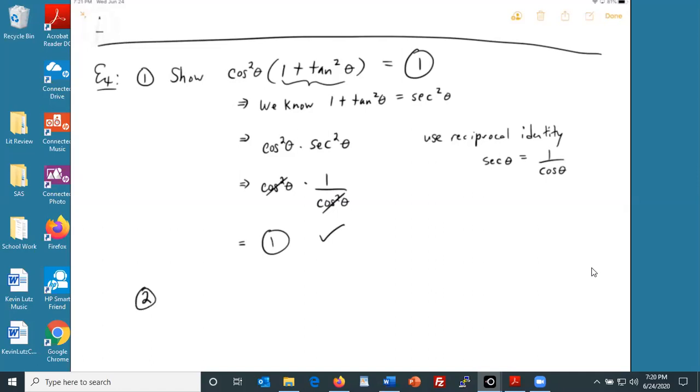All right, we have 3 more to do here, and then we're going to our 30 minutes group work and break. So number 2, let's write it out first. Tangent squared of theta times cosine squared of theta plus cotangent squared of theta times sine squared of theta. Show that it equals 1.